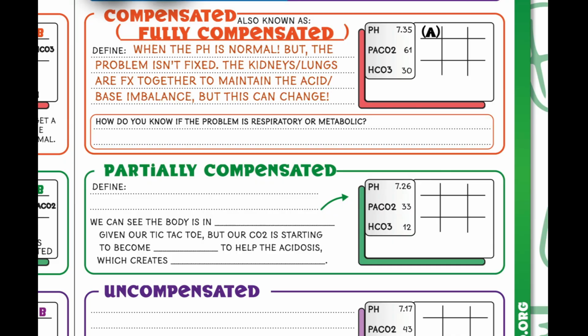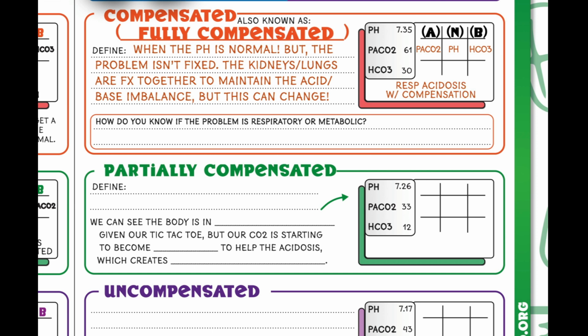So what would this look like on our tic-tac-toe board? So we're gonna set up our board like normal with our acid, our neutral, and our base. We can see here that our pH is a 7.35. So this is within range. A normal pH is 7.35 to 7.45. So we're going to put it in that normal category. Our PaCO2, that carbon dioxide, is 61. Well, this is acidic, so we're definitely over that 45 mark, so we're pretty acidic right there. So we're gonna put our PaCO2 in our acidic range. And our bicarb, this HCO3, is a 30, which is gonna put that bicarb into a basic column.